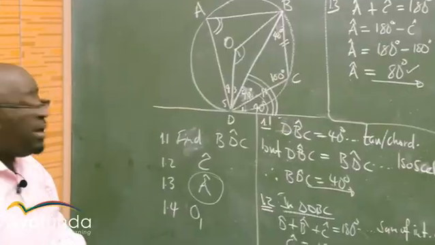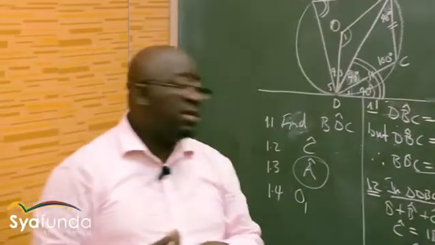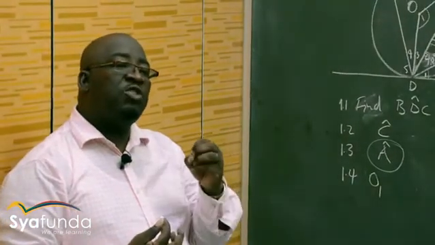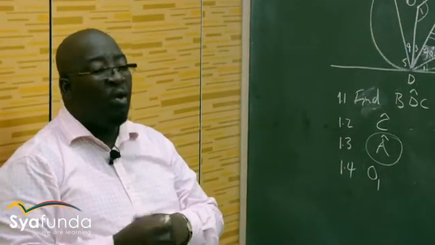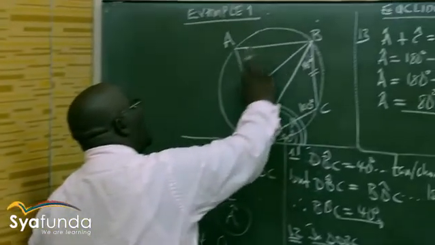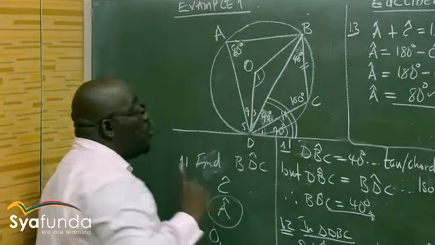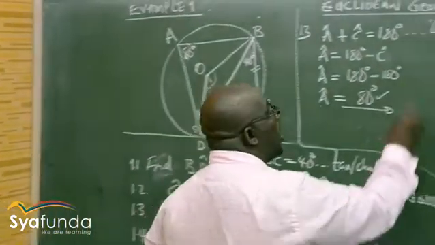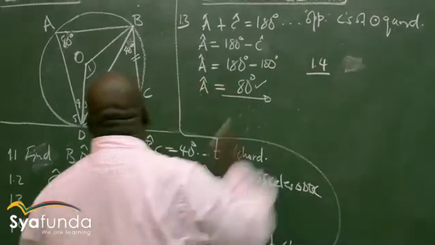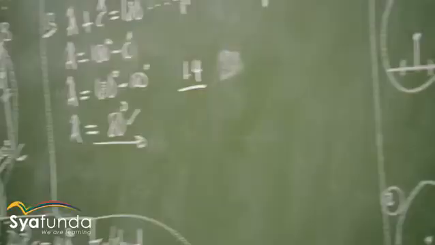The last question that I want us to look at is the one that is looking for angle O1. It is important that you check the position of O1. Where is O1? Remember, we already have this angle here, which is 80 degrees. We are now looking for angle O1, 1.4. All right, this is angle O1.